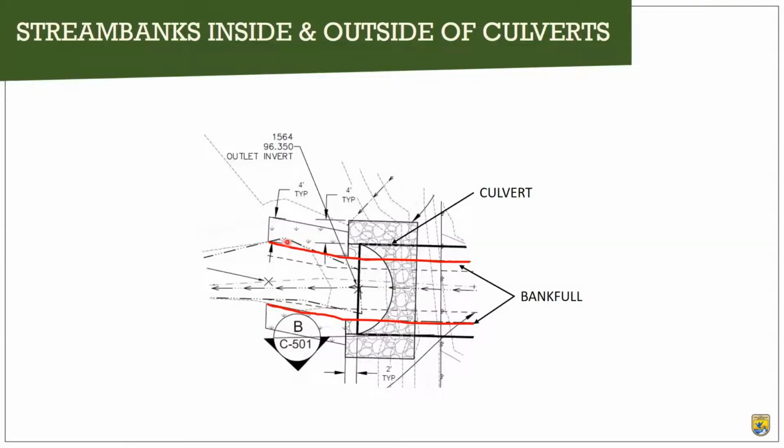So in the plan view, we've got our channel outside our culvert. The channel lines are shown here in red, tying in to the channel inside the culvert. So there's no discontinuity there.